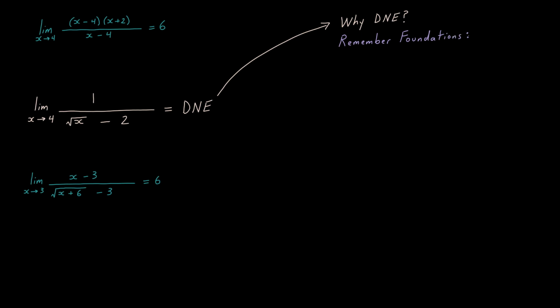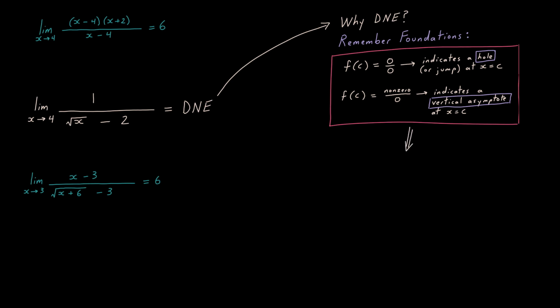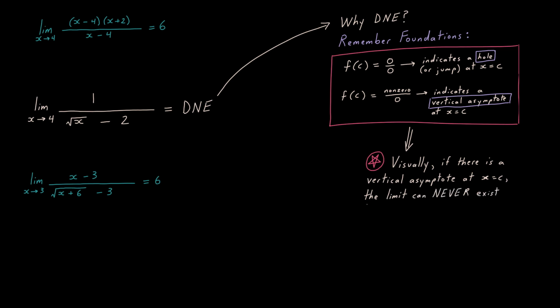Why does it not exist? Well, we have to recall something from foundations. If we have an x-coordinate c, and we plug it in and get 0 over 0, this could indicate a hole. Sometimes it indicates a jump, but most of the time it indicates a hole at x equals c. However, if we plug in an x-coordinate and we get a non-zero number over 0, which is what would happen in the problem we just wrote, if we plug in 4, we get 1 over 0, this indicates a vertical asymptote at x equals c. And vertical asymptotes, in the language of calculus and the language of limits, are places where limits don't exist, either left or right. So visually, if we have a vertical asymptote at an x-coordinate, the limit can never exist there.